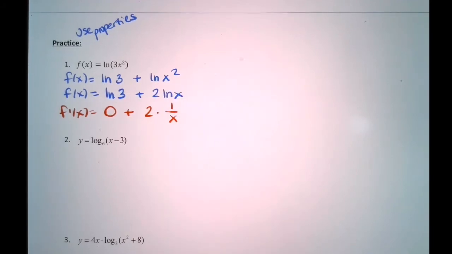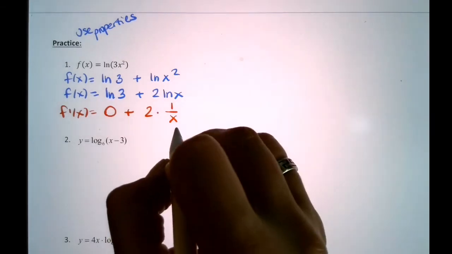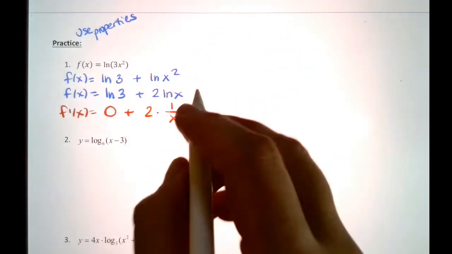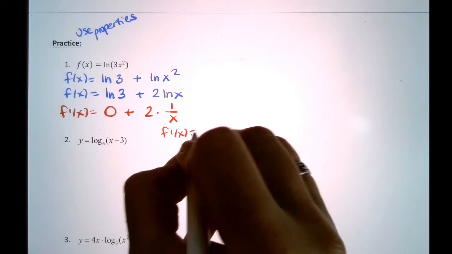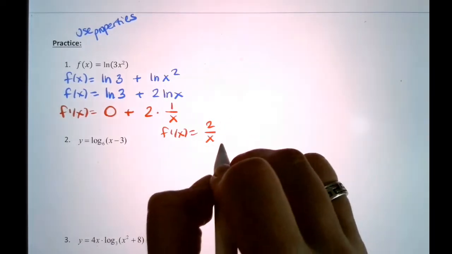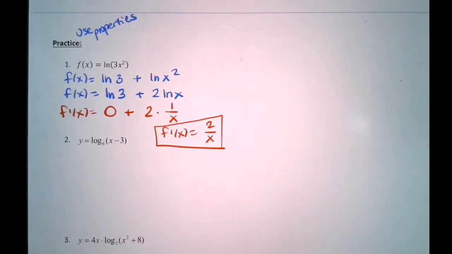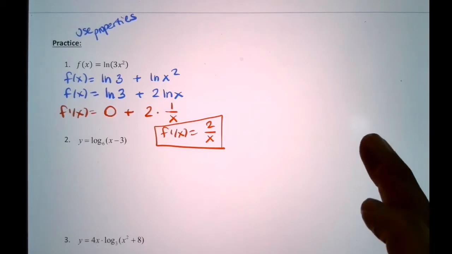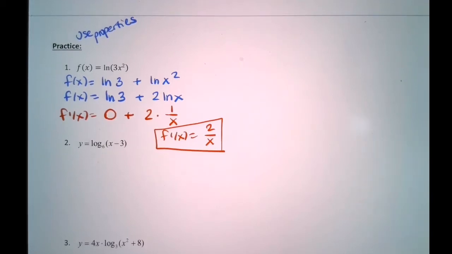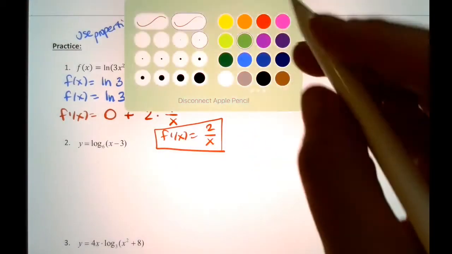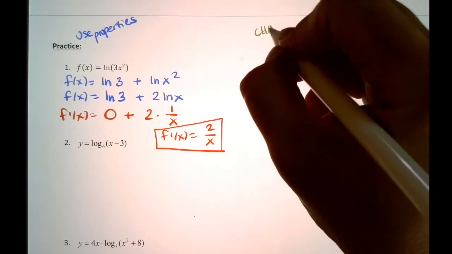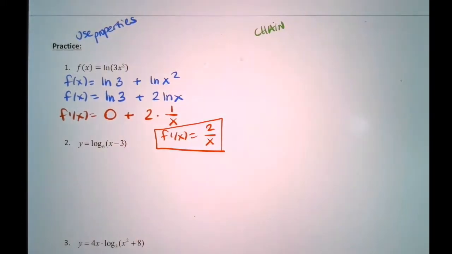Okay, so there is a good derivative. My derivative, let me go back to red here, is 2 over x. Got it. Okay. Now, you didn't have to do it that way. Instead of using the properties, you could say I didn't think about those properties. I figured it was easy enough. I'm just going to directly chain it.